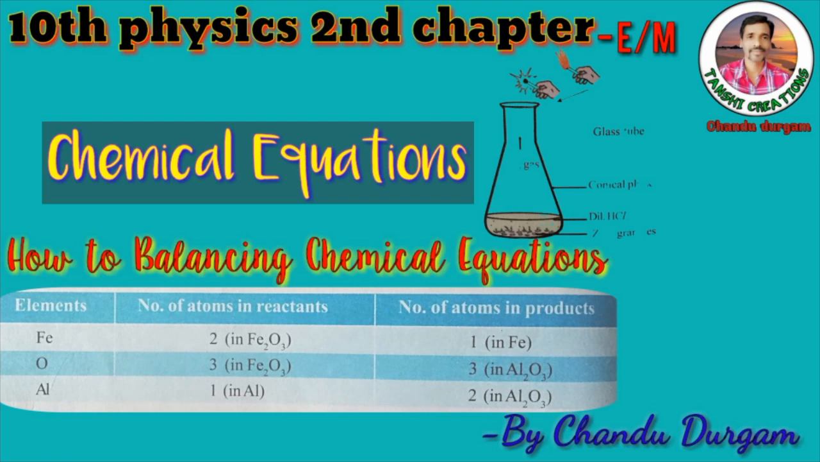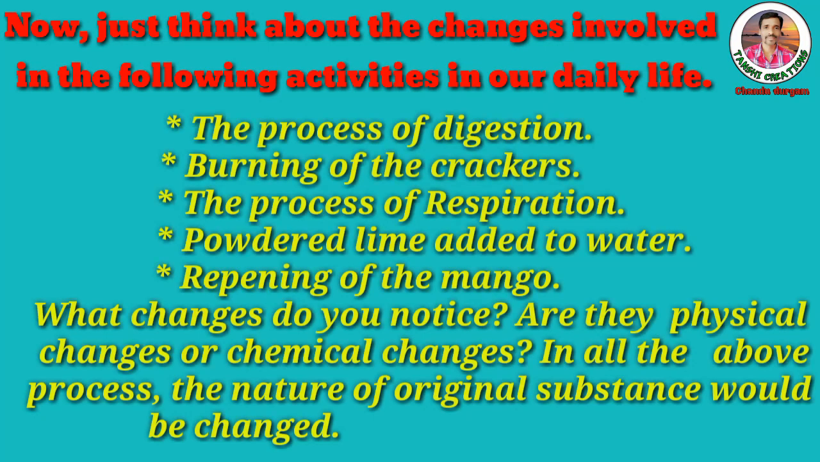Okay? We have discussed in the previous classes the different changes that occur around us, and we have classified those changes into physical and chemical changes. Now just think about the changes involved in the following activities in our daily life: the process of digestion, burning of crackers, the process of respiration, powdered lime added to water, ripening of a mango. What changes do you notice? Are they physical changes or chemical changes? Are they temporary changes or permanent changes?